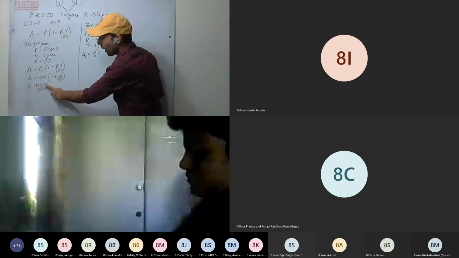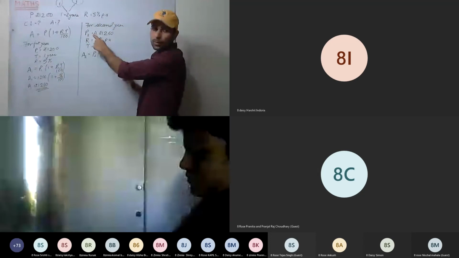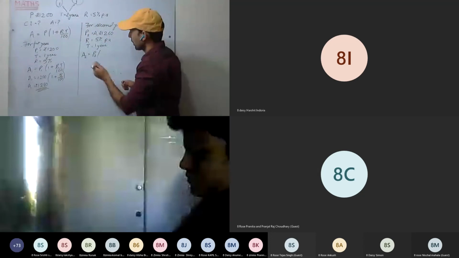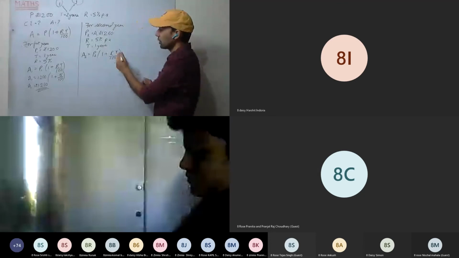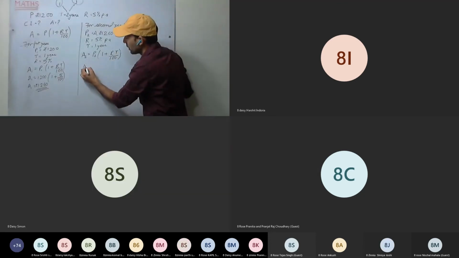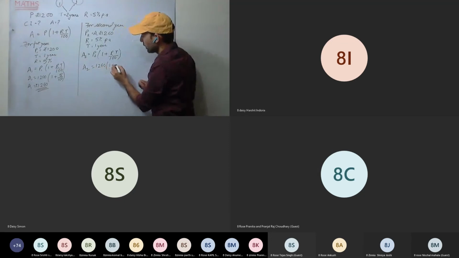So this is clear. Amount for the first year will act as amount after first 1 year. It will act as principal for the second year. Okay, P2 into 1 plus R, T we write is fine, but no need because we are calculating for each year. So P2 is 1260, 1 plus 5 upon 100.